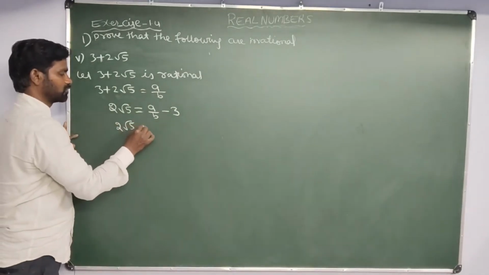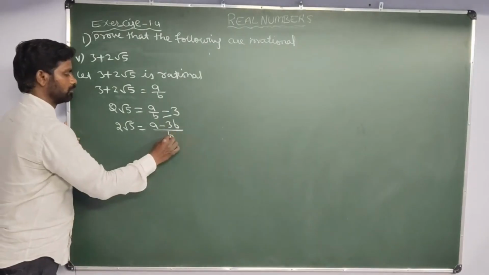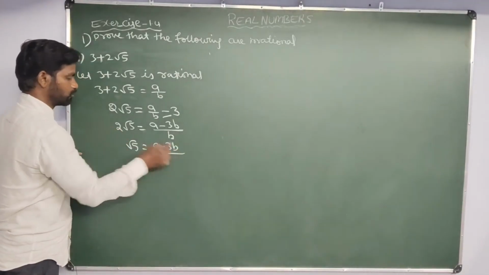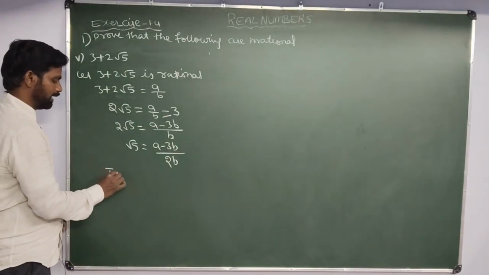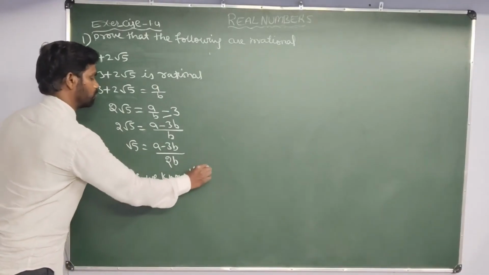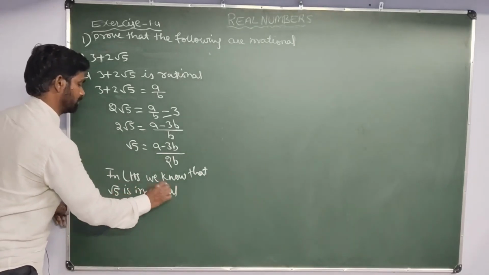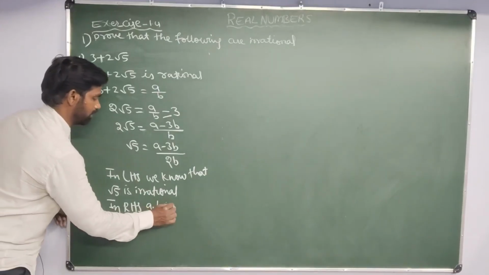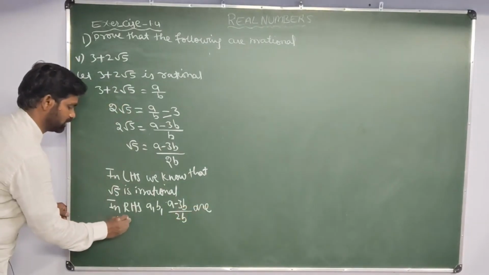Write this part in LHS, that is 2 root 5, as it is, equal to A by B as it is. Now transfer this plus 3 from LHS to RHS, it becomes minus 3. Next, 2 root 5 is equal to A minus, take a cross multiplication here, 3B by B. Okay, A minus 3B by B. Next, root 5 is equal to A minus 3B by, 2 comes here in the denominator, it becomes 2B. So once again, in LHS, we know that root 5 is irrational. In RHS, A, B, A minus 3B by 2B are integers. So these things you have to write.